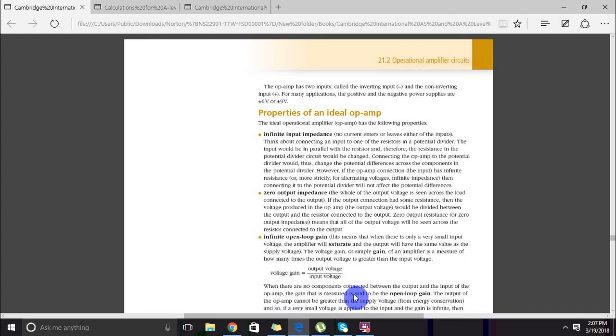So I'd suggest you write that down. And how do you write that down? You can write: max output voltage is limited by the value of the supply voltage. So this is why, if you were to look at your notes, in spite of there being an infinite loop gain, and loop gain being voltage output over voltage input, we can't go beyond a certain output voltage.